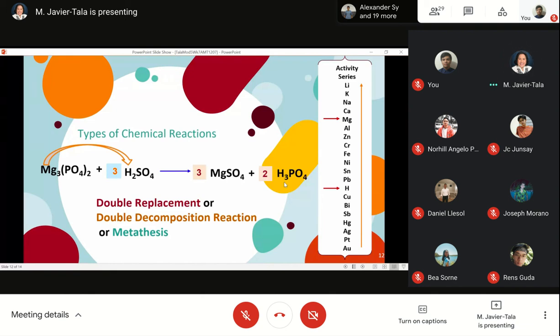So please recall, if you have an element and a compound that forms another compound and the element that was replaced, that is a single replacement reaction. But here in your double replacement reaction, though there will be replacement of your cations, two compounds will be formed. Okay? No element was left alone. That's why it is a double replacement reaction. Okay?